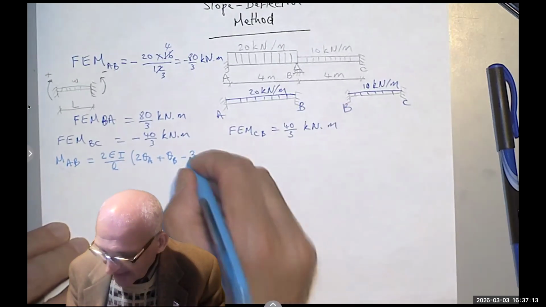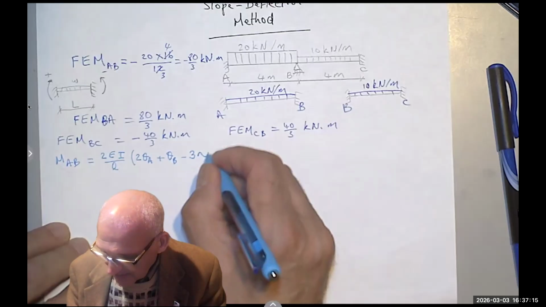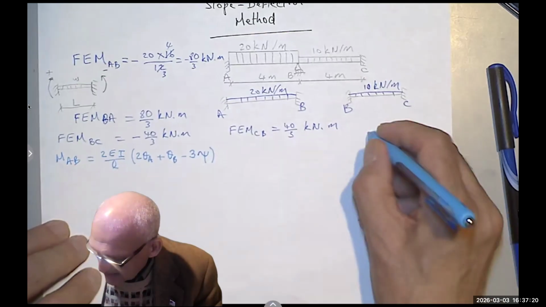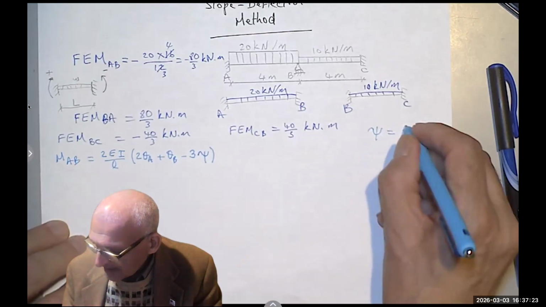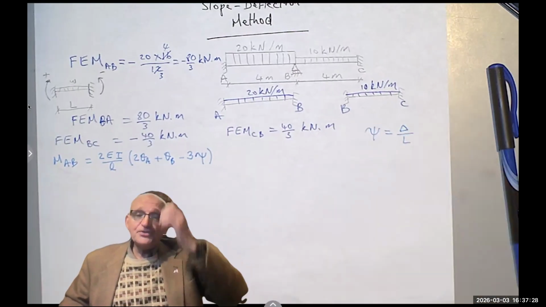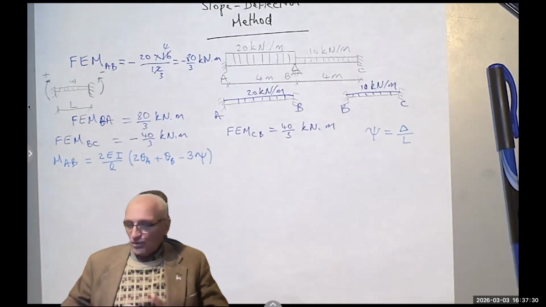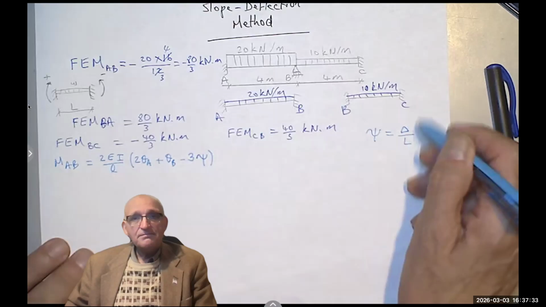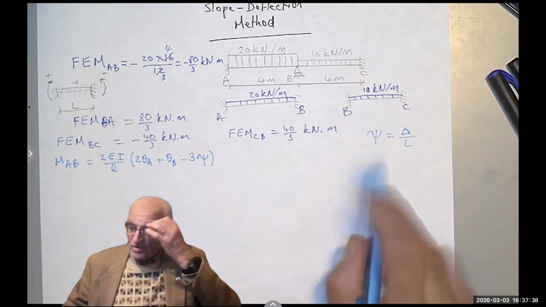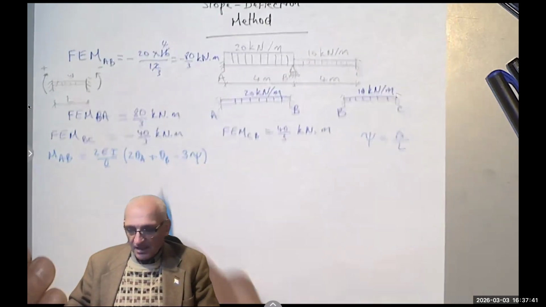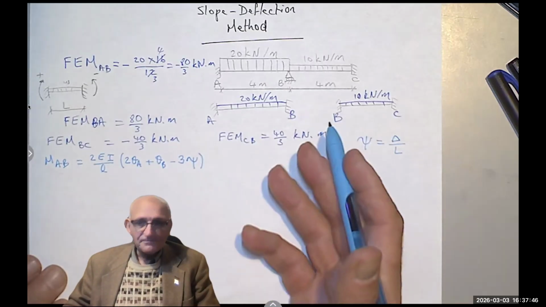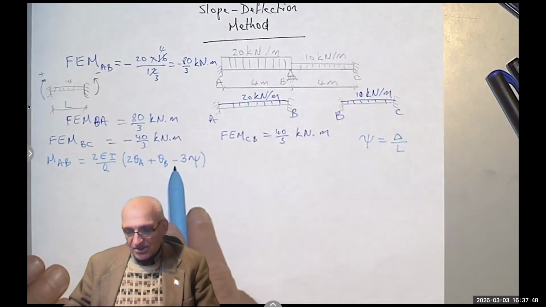Minus 3 times psi. What is this thing? This basically is delta, which is the deflection over the length. So deflection per unit length. Notice both of them are meter or millimeter or centimeter, it doesn't matter, but distances. So psi is dimensionless, like theta and theta, right? These are in radians, so they are also dimensionless.